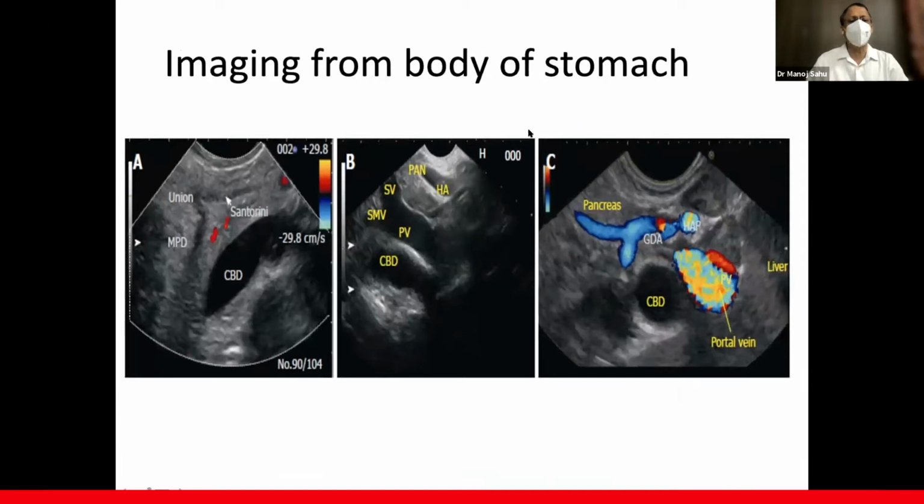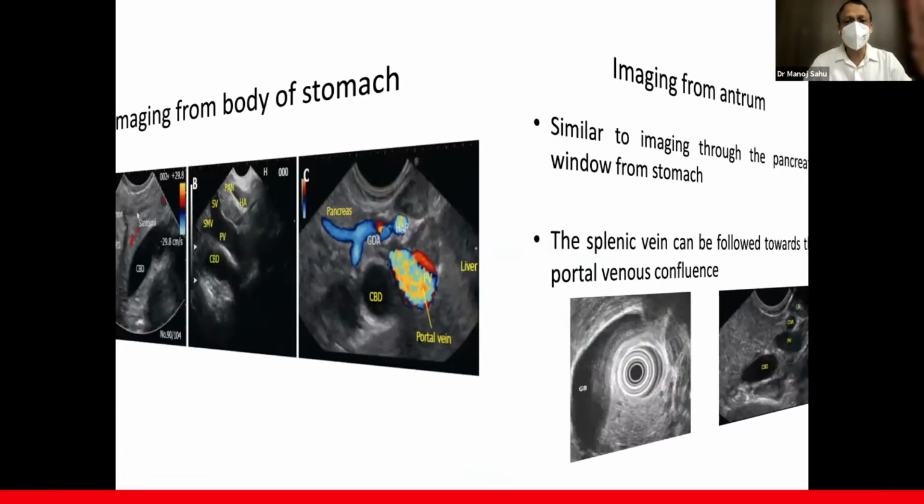Body of the stomach, we can see the portal vein and the CBD is below the mid part of the portal vein. By clockwise, anti-clockwise rotation, we can image the other part of the CBD. Also from the stomach, we are able to image the CBD.